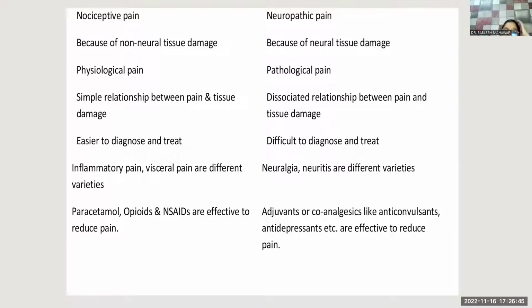Inflammatory pain and visceral pain are the different varieties of nociceptive pain, and they can easily be treated with anti-inflammatory drugs. Paracetamol, opioids, and NSAIDs are effective to reduce pain. In neuropathic pain, the neuralgias and neuritis are the different varieties, for example trigeminal neuralgia. Here we cannot treat this pain with normal NSAIDs or non-steroidal anti-inflammatory drugs. Here we use adjuvants and co-analgesics like anticonvulsants, antidepressants, etc., to reduce the neuropathic pain. Next slide.